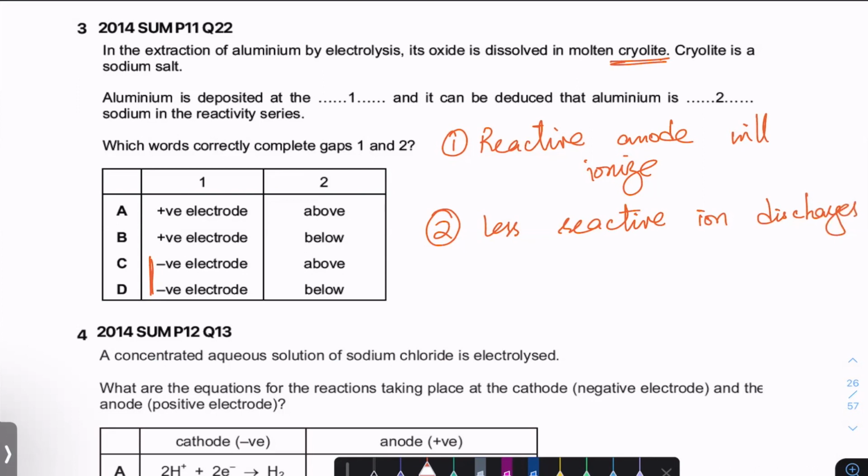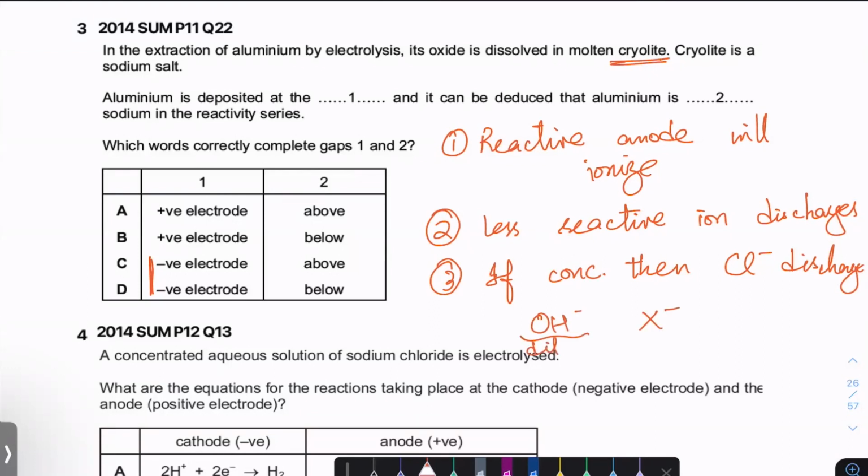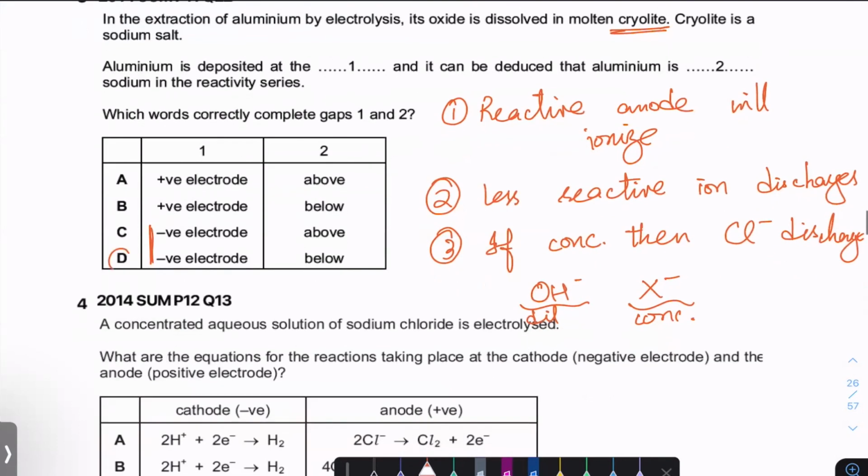और इसमें हमने एक तीसरा रूल देखा था कि if concentrated then chloride discharges. ठीक है, तो क्लोराइड ब्रोमाइड आयोडाइड में हमने देखा था कि या हाइड्रोक्साइड होता है या हेलोजन होता है. सो अगर हाइड्रोक्साइड होगा तो डाइल्यूट के केस में डिस्चार्ज होगा, और ये होगा तो कॉन्सेंट्रेटेड के केस में डिस्चार्ज होगा. तो ये तीन बातें जो हमें पता होनी चाहिए. ओके, सो बेस्ड ऑन दिस वी नो द आंसर इज डी.